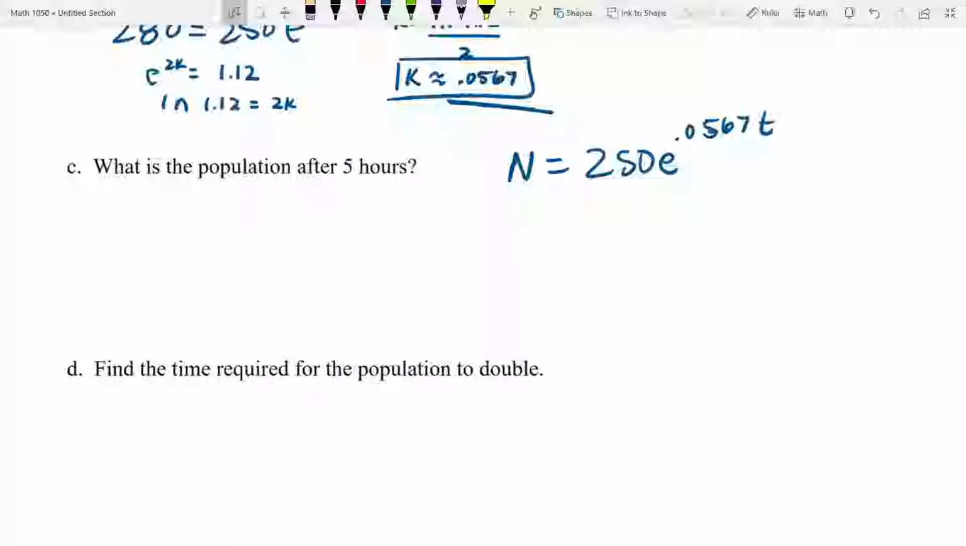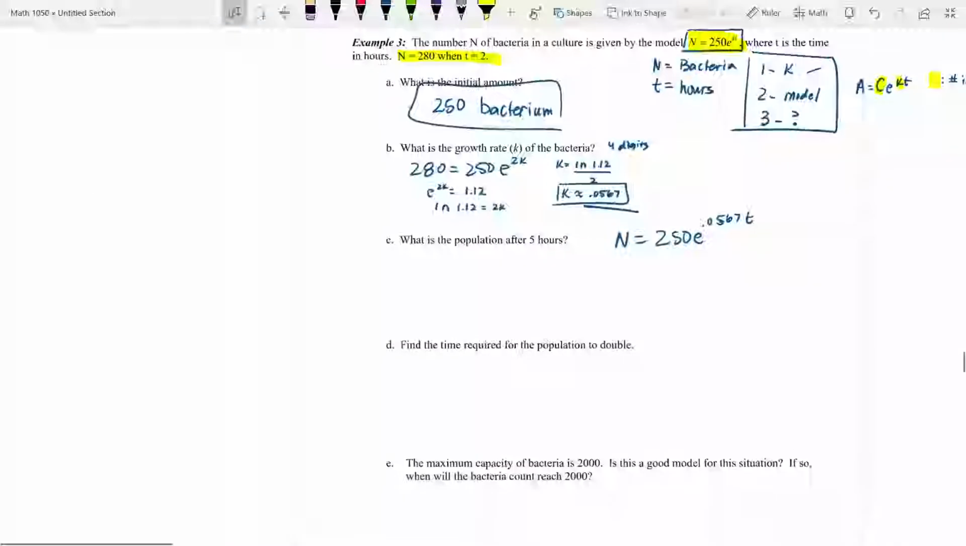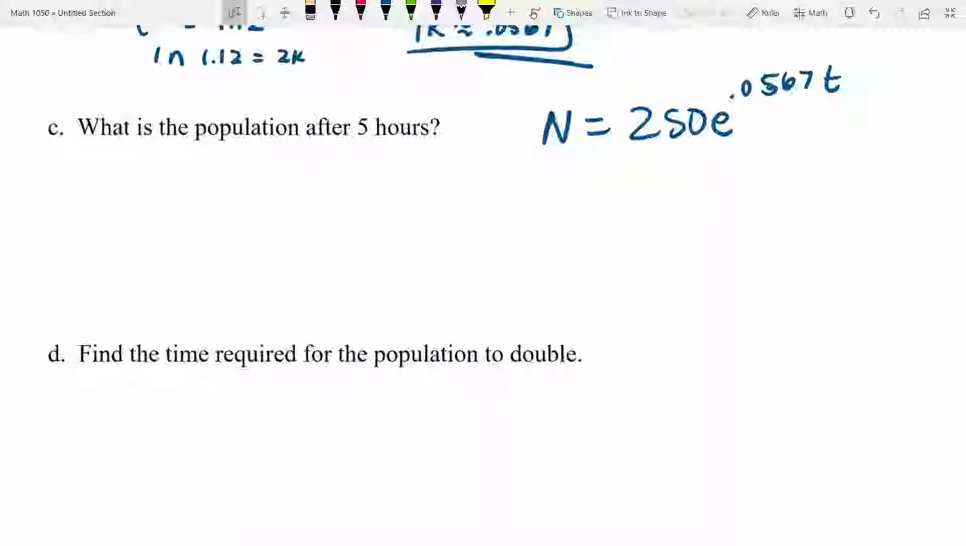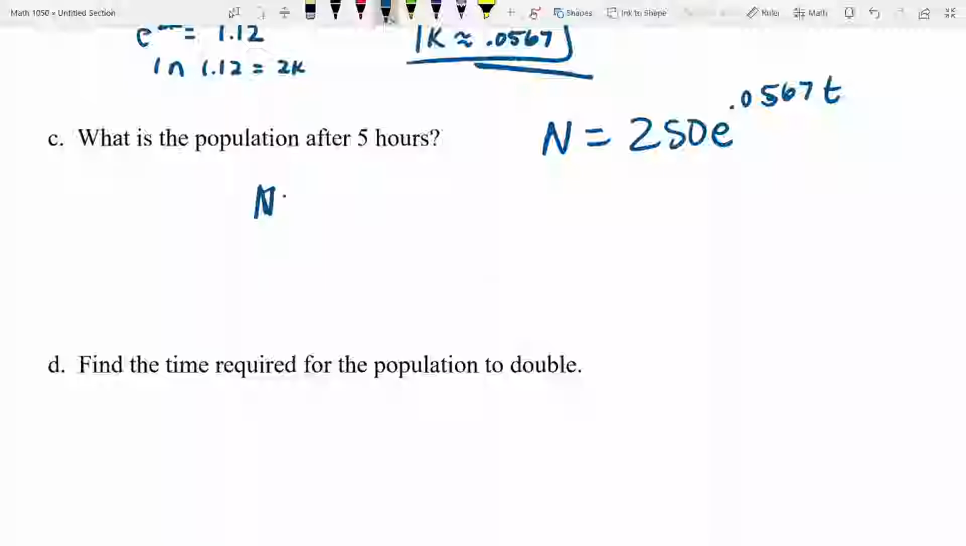Now I'm back to the original problem: 5 hours. What does n stand for? What does t stand for? We wrote that down. N stands for bacteria, t stands for hours. So 5 is going to go in for my t. Everybody write n equals 250 e to the 0.0567 times 5. Who says I'm with you? Let me see how we're doing. Okay, great.